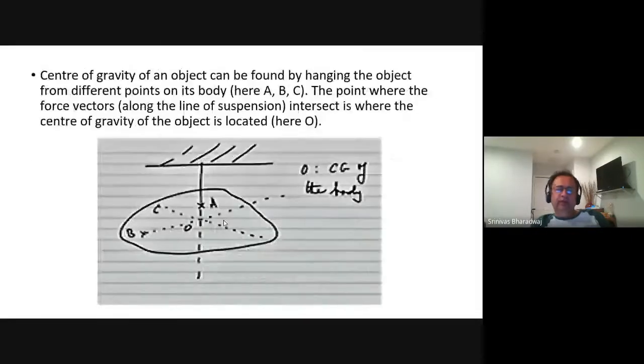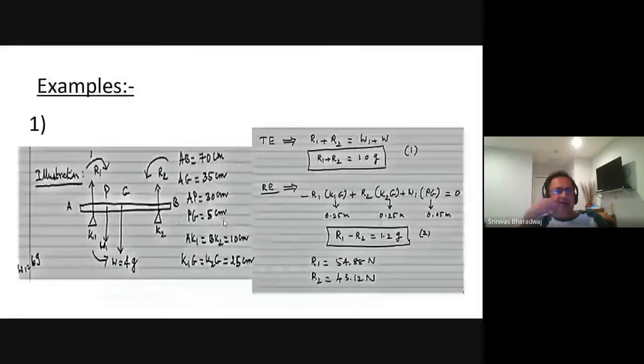When they calculate the center of gravity, you suspend the body from three points, and from each point of suspension you draw a straight line through the body. The intersection point of those three lines will give you the center of gravity. All the lines will pass through the center of gravity.